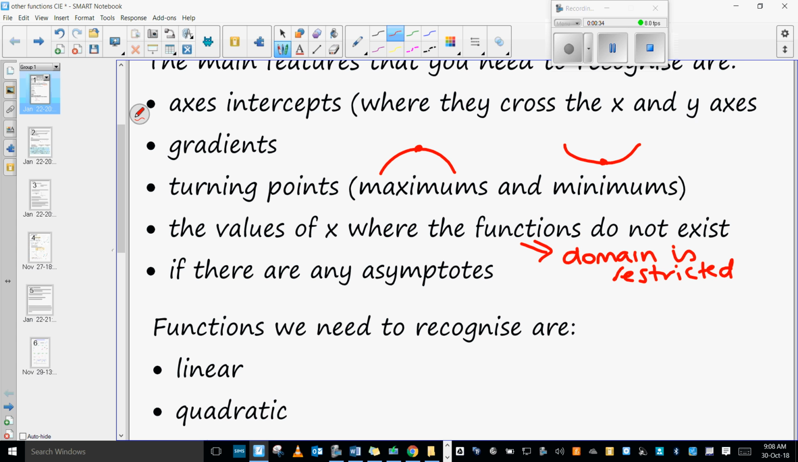If there are any asymptotes, they're the main things that you're going to need to do. Now, if it's on paper 2, your calculator does most of that for you. And if it's on paper 1, it should be clear where these things are or how to identify them.